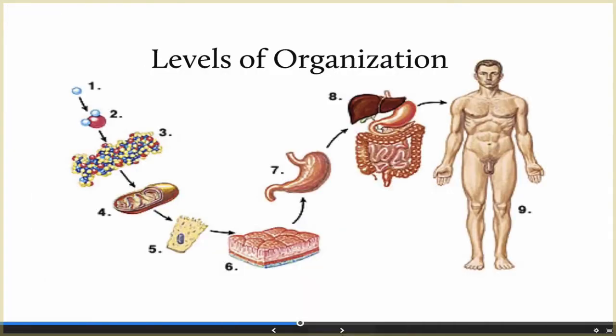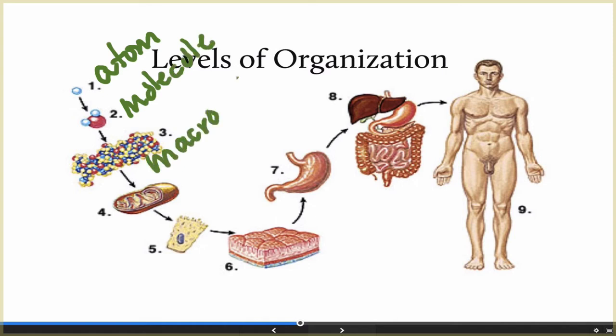We have levels of organization. This is how an organism is put together from the smallest level up. The smallest level we can look at is the atom. When you put a couple different atoms together, you're going to get a molecule. If we put a couple molecules together, we're going to get a macromolecule, basically a large molecule. If we put a bunch of macromolecules together, we're going to have an organelle, kind of a part of the cell. Put a bunch of organelles together, we're going to get the cell.